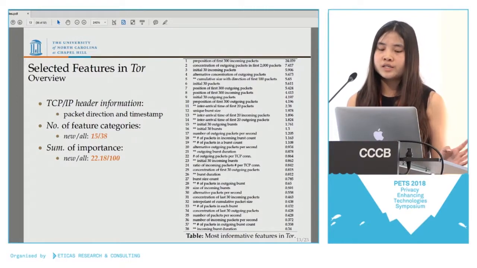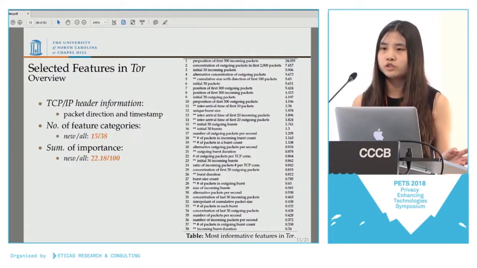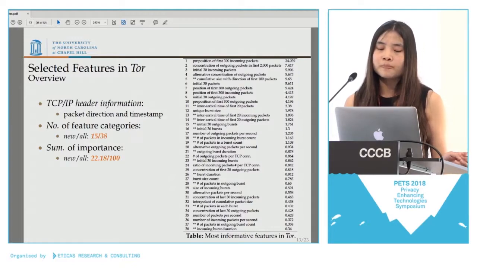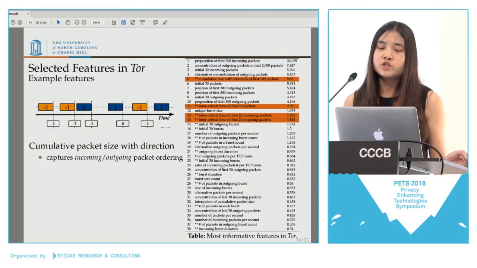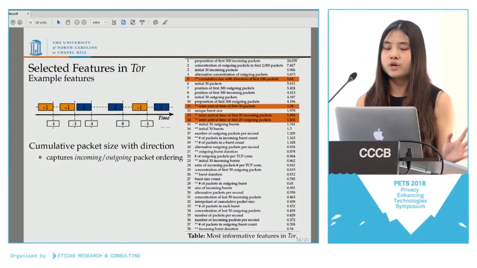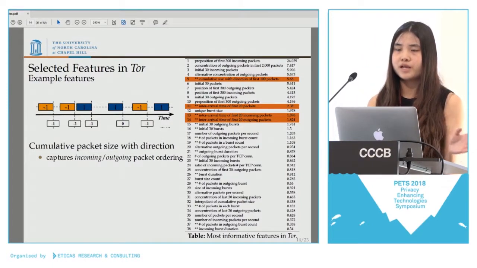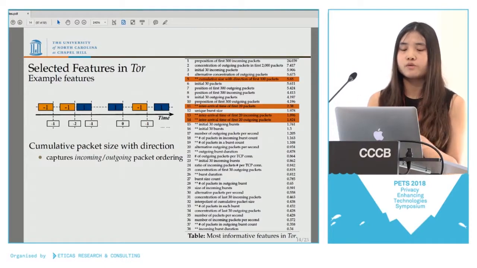And we identified 38 different feature categories and ranked them according to their importance. And 50 of them have never been considered before, and they contribute a total MDI importance around 22 out of 100. For example, one informative feature we found is cumulative packet size with direction, which calculates the sum of packet sizes that have been seen before the current packet.